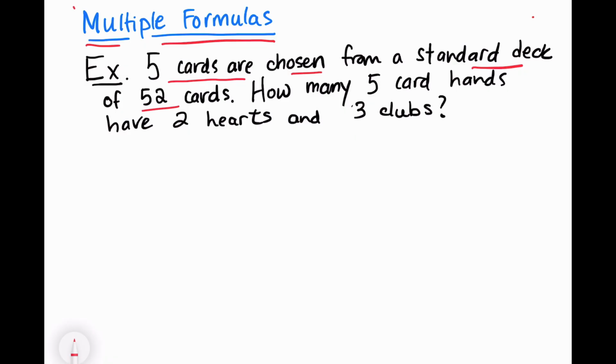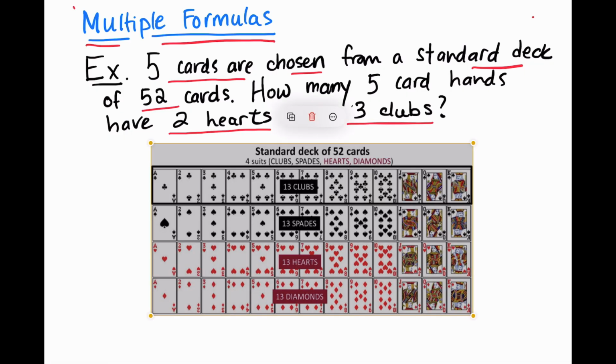Here's a similar example just to get you more comfortable with these problems. 5 cards are chosen from a standard deck of 52 cards. How many 5-card hands have 2 hearts and 3 clubs? So remember, in a standard deck of cards, the hearts are over here, it's the whole row, and there are 13 hearts. And then we have clubs, and there are 13 clubs.